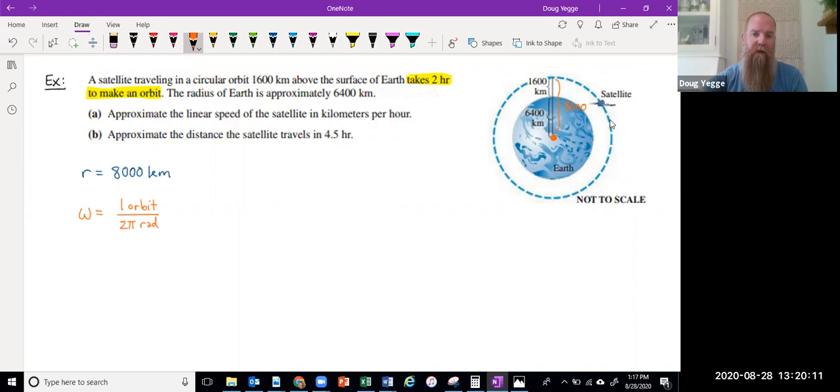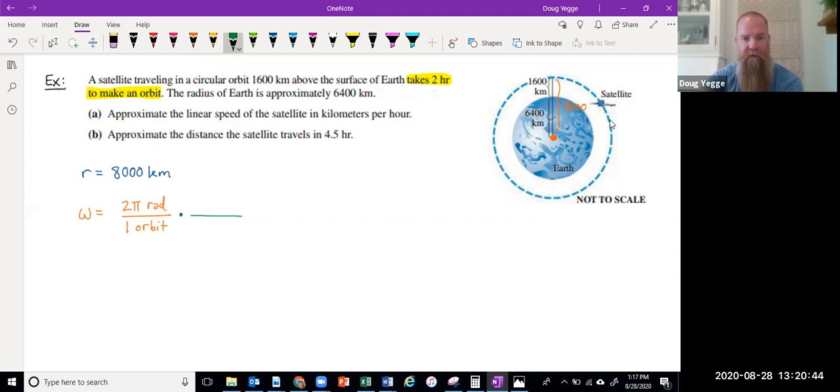And I also know that I could, or rather, maybe I should rewrite this in another way. I should recognize that 2 pi radians is equal to 1 orbit. And I'll explain why I flipped this fraction, okay? I want to cancel out the orbit, and I want to have radians on top because I need to have radians per hour. So if that's the case, then I need radians to be on top.